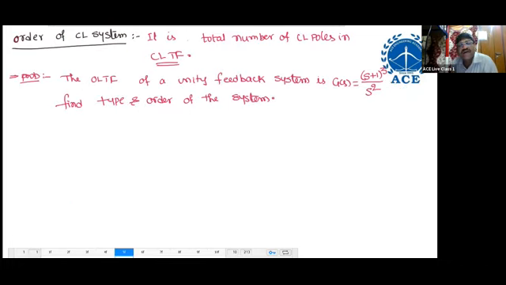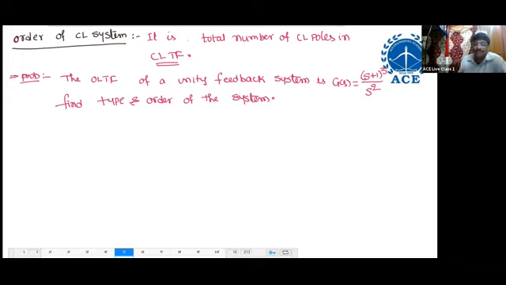That number of integrators we can identify only in the open loop transfer function of a unity feedback system. We cannot identify the number of integrators once you find a closed loop transfer function. That's why type is defined only for the open loop transfer function. It is not defined for the closed loop transfer function. So type represents the number of integrators present in the system. Order represents the number of storage elements or number of time constants present in the system.